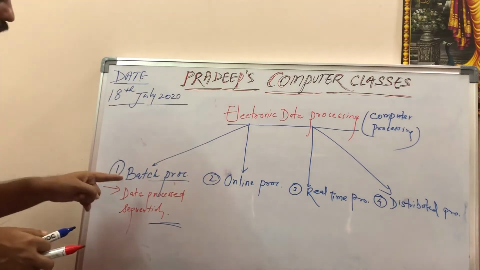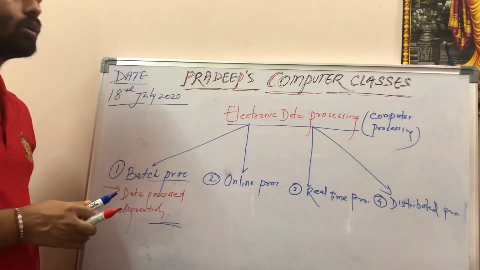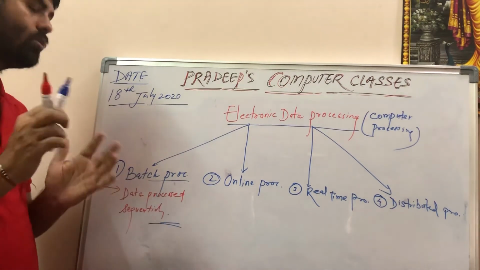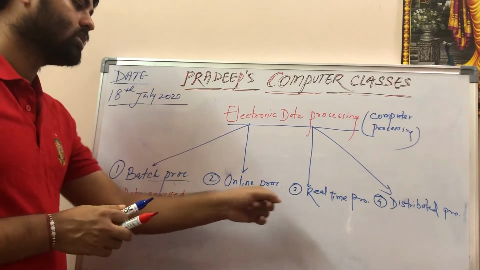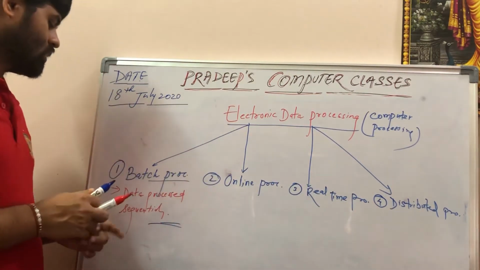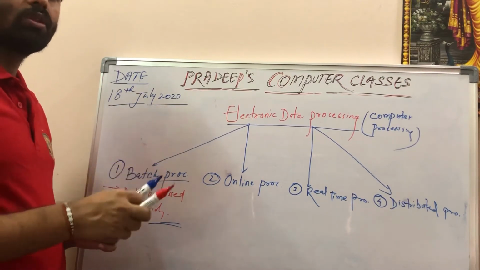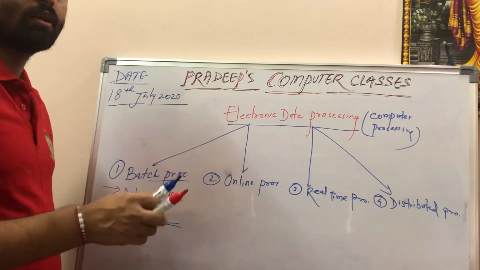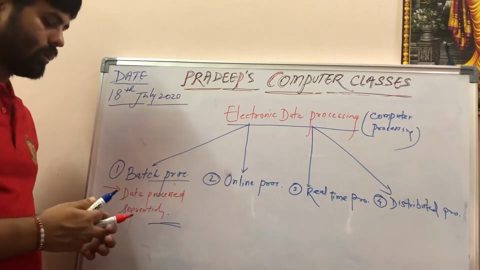You can get a question from here: what are all the types of electronic data processing? Then you can say there are 4 types: batch processing, online processing, real-time processing, distributed processing. The next question will be what is the meaning of batch processing? Options will be sequential processing, distributed processing, random processing. We can say it is sequential processing.